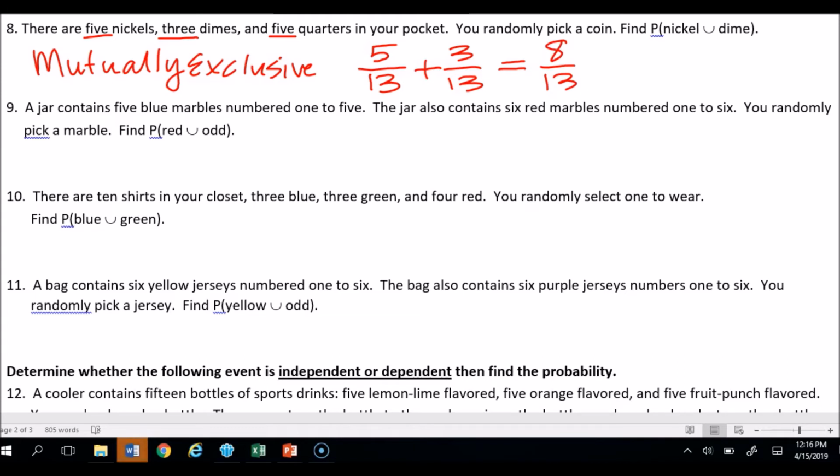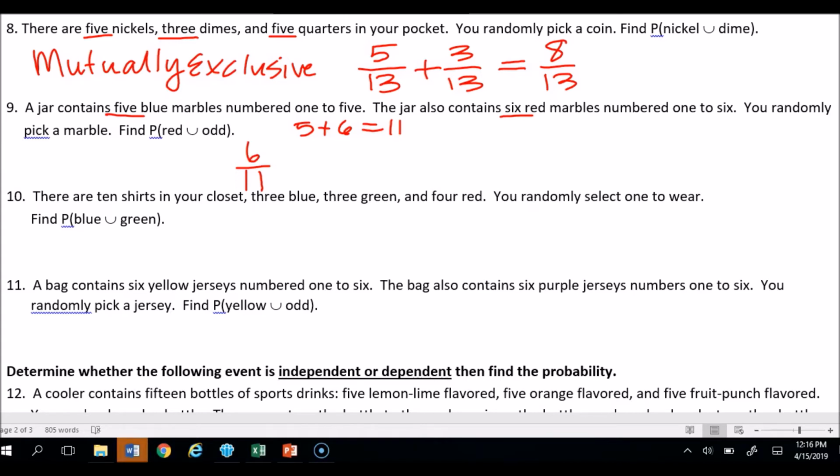Number 9 says a jar contains 5 blue marbles numbered 1 to 5. The jar also contains 6 red marbles numbered 1 to 6. You randomly pick a marble. Okay, so the very first thing we need to do again is to figure out how many marbles are in the bag. So we got 5 blue and 6 red, so that's 5 plus 6, which equals 11. So again, that's going to be our denominator. So then it says, what's the probability of it being red? So we have 6 red marbles, so that's 6 over 11.